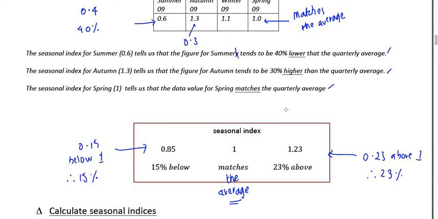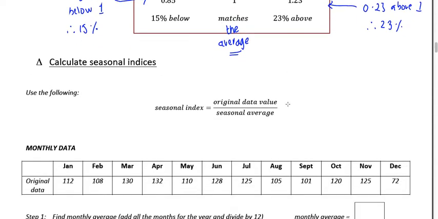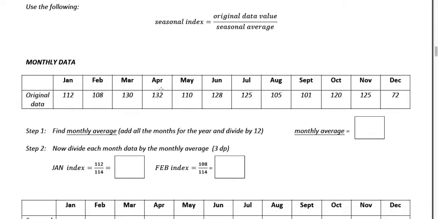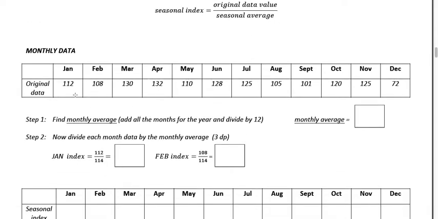Now let's have a look at how we actually find them. This is how we calculate a seasonal index. What we need is our original data value, and we also need the seasonal average. So we need to look at the average for that year. With this example, we've got monthly data to start off with, therefore 12 seasons altogether, 12 months. What we must do first is find the average. So we need to add all of these together and divide by 12.